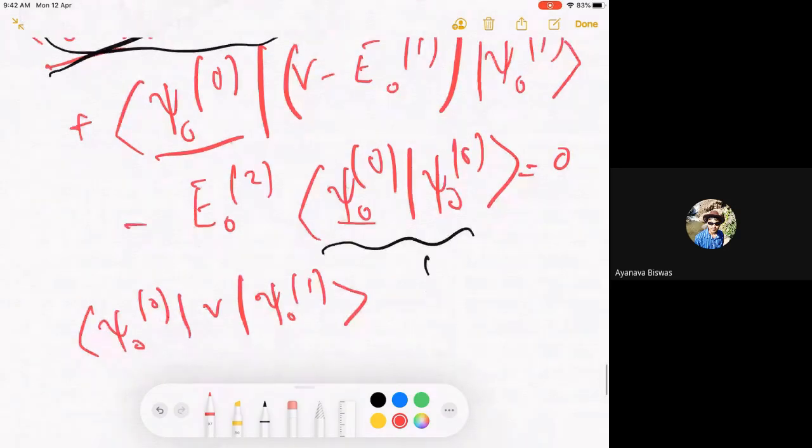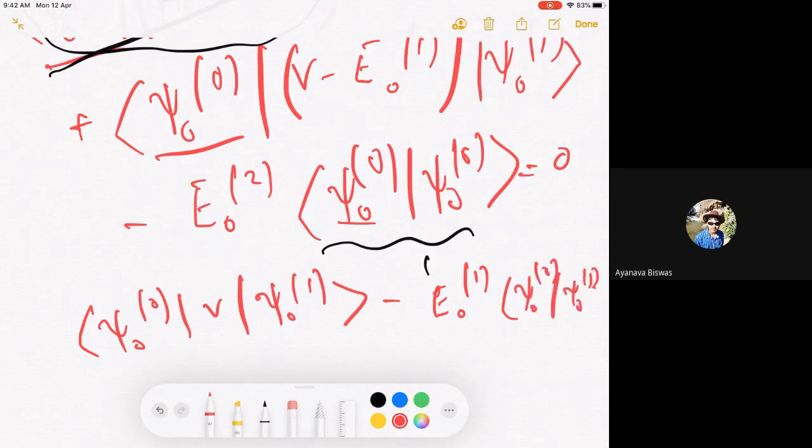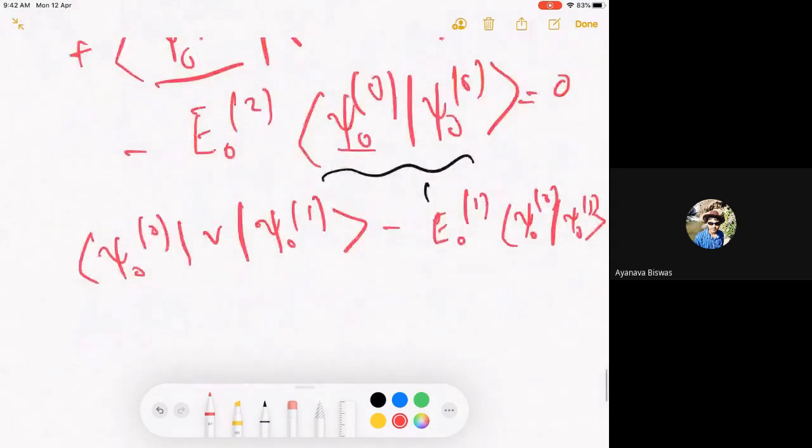Remember, for the first order, it was psi 00. So that is how I got E01. But here I have one more term: minus E01, psi 00, psi 01 now. This was psi 00, remember. And then minus E02, where psi 00, psi 00 comes equal to 0. Is it okay?